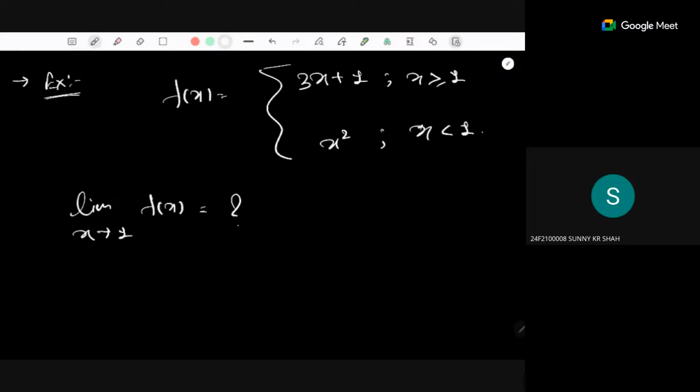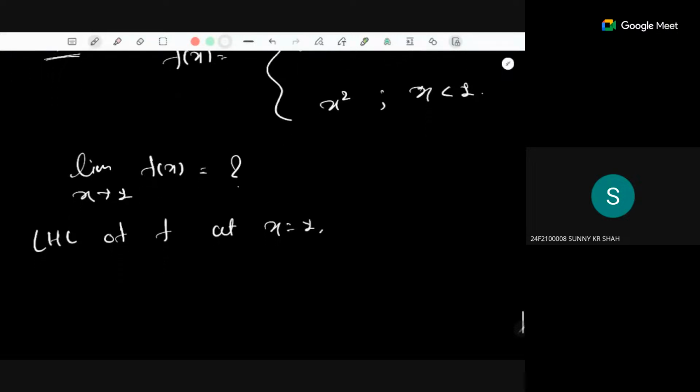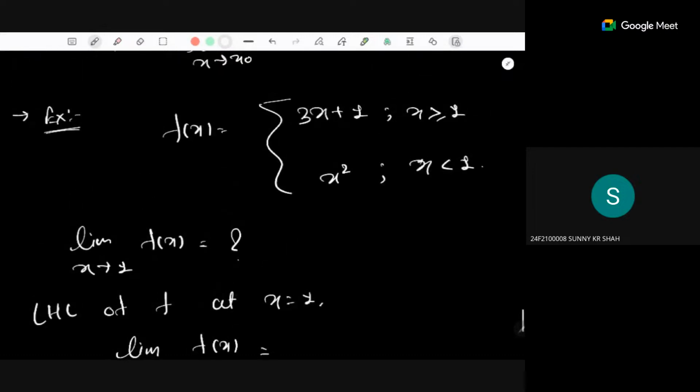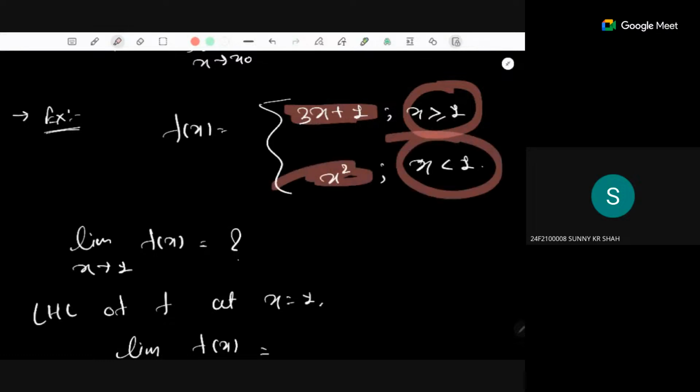What we can do is think about the left hand limit and the right hand limit of the function. Let's talk about the left hand limit of f at x equals 1. That means we need the limit as x tends to 1 minus of f of x. Here f of x is a piecewise function, so we have two expressions for particular domains. When x is greater than or equal to 1, we follow the expression 3x plus 1, and when x is strictly less than 1, we follow the expression x square.